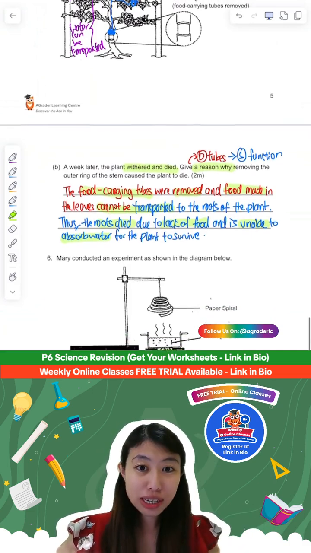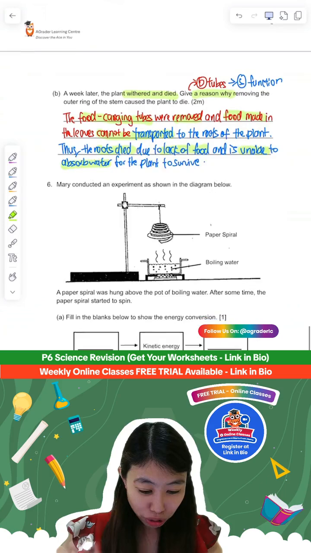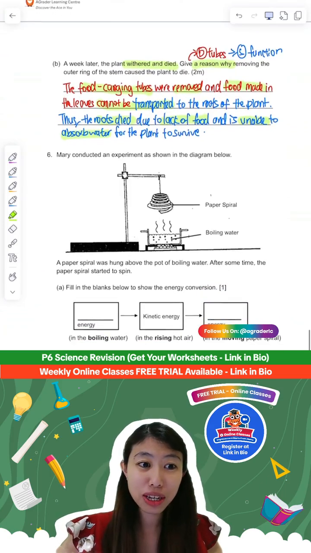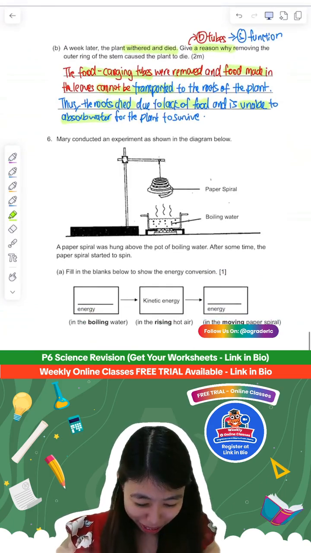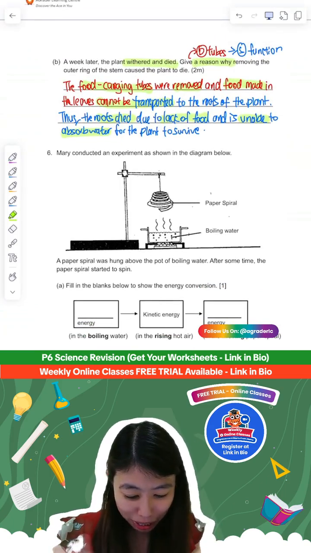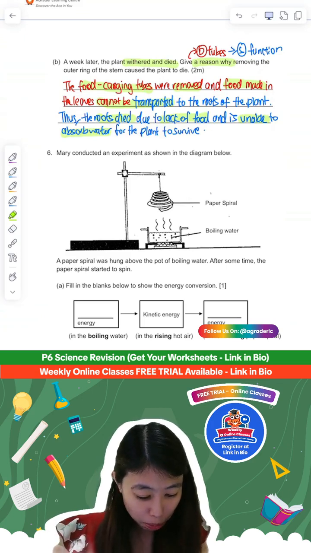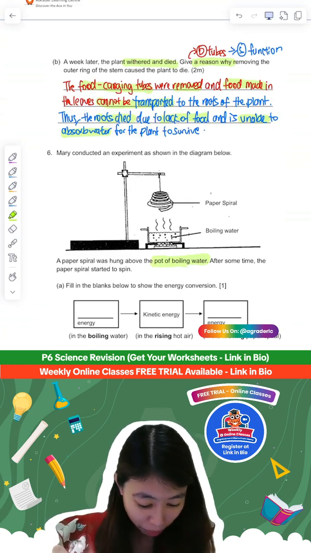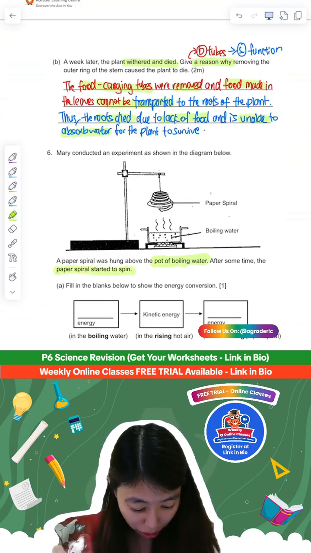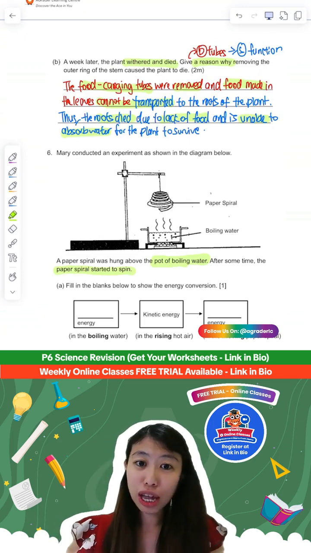Okay, so let's look at six, okay? Six is a very straightforward question. You all can send in your answers to me if you know. So over here, the person did an experiment. The paper spiral was hung above the boiling pot of boiling water. The paper spiral started to spin, and you need to mention the energy conversion.